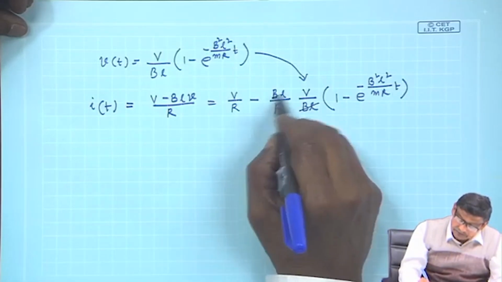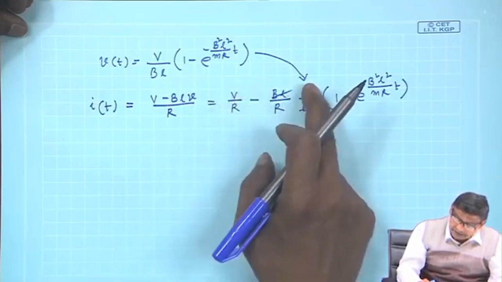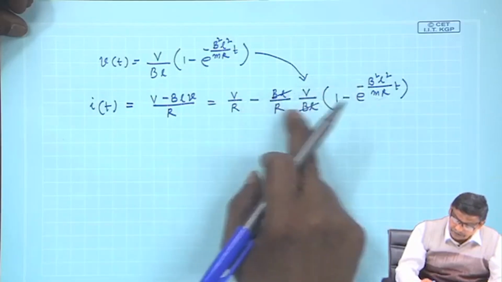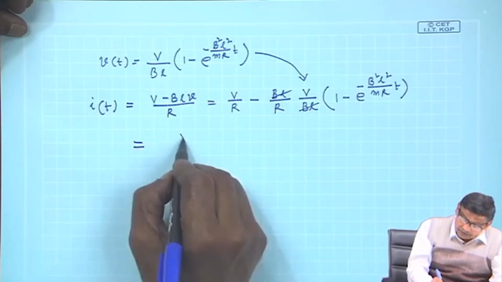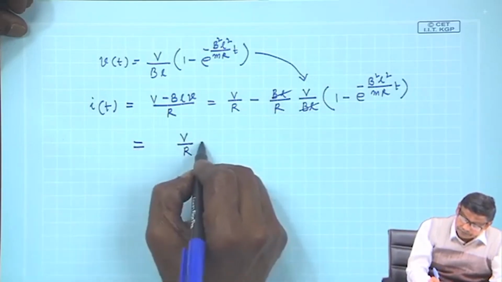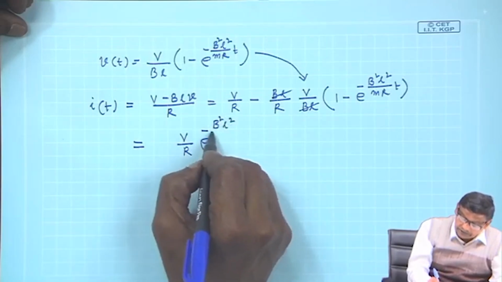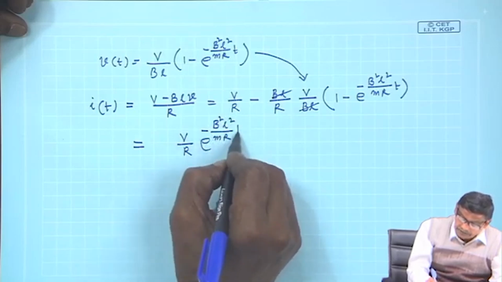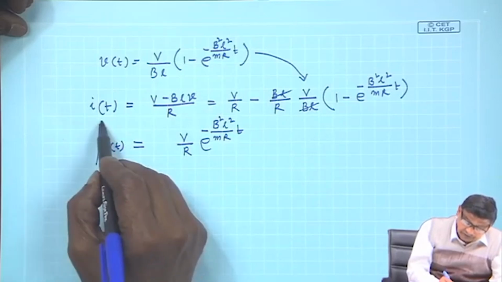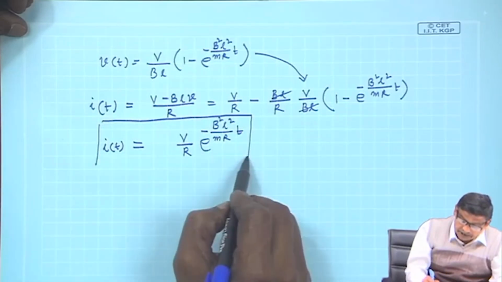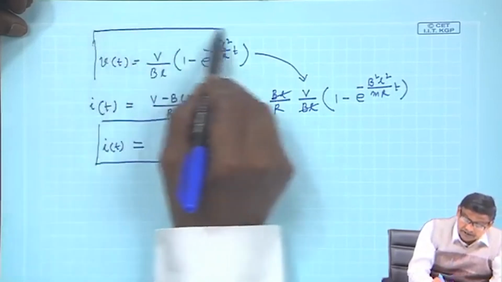This B L goes. So, if you simplify this, V by R, and once again minus V by R if you open the bracket. So, essentially I t will be equal to V by R e to the power minus b square L square by m r into t, and this is your expression of I t. So, the expression of current, how it varies with time, I know, and the expression of the velocity, how it varies with time, I know.